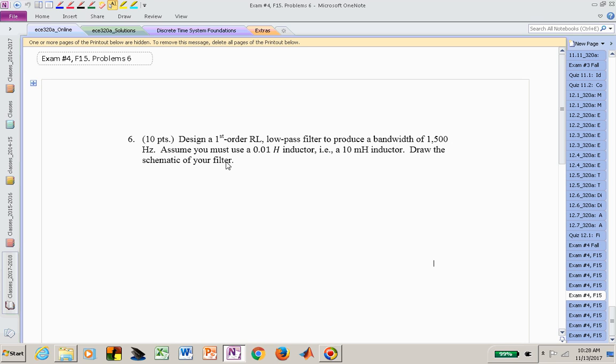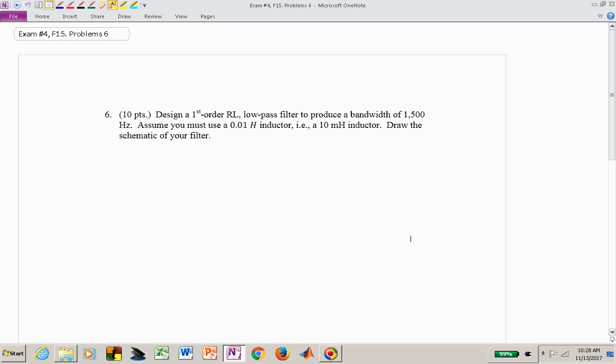We're working through some review problems for exam number 4, and this is problem number 6 from the fall 2015 exam, which is asking us now to find or design a low-pass filter that is first order, and it's made up of a resistor and an inductor, and it has a bandwidth of 1,500 hertz, and we're required to use a 10 millihenry inductor. And we're also supposed to draw the schematic.